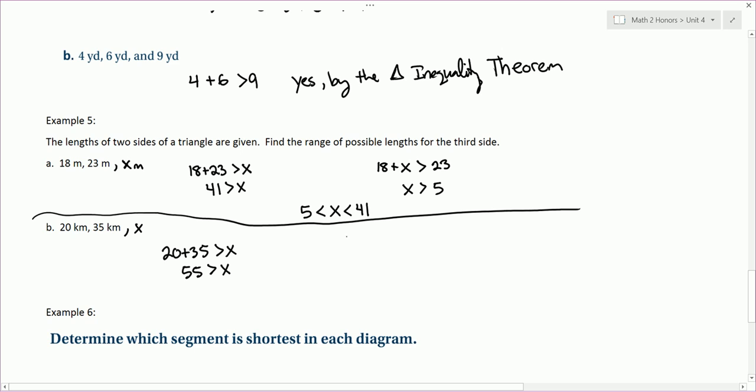On the other hand, if x is not the largest of the three sides, then 35 would be, so we'd need 20 plus x to be greater than 35. So x would be greater than 15. So x needs to be greater than 15 and less than 55, or we can say x is between 15 and 55.